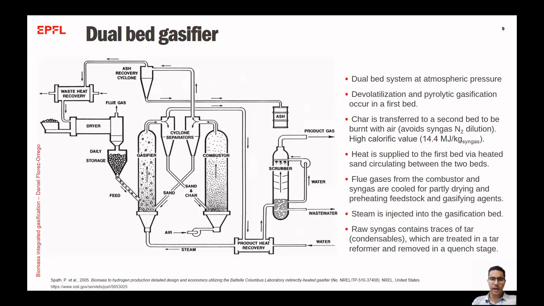Then this raw syngas that contains some traces of tar needs to be purified. That's why we need the scrubber. The wastewater can be later treated, and depending on the composition, some of the oils and the condensables that are incorporated in this body of water can also be recovered.